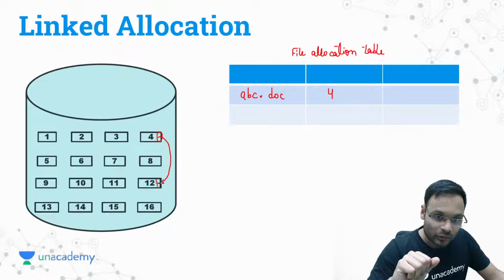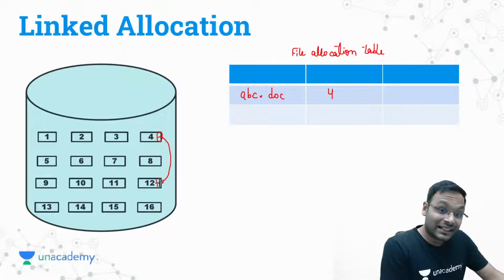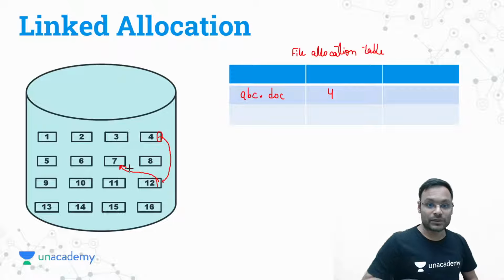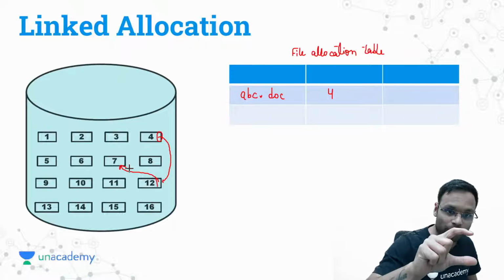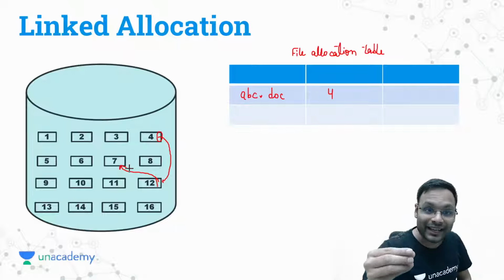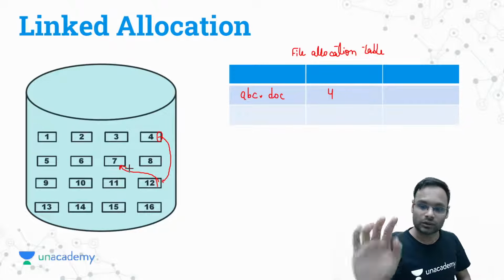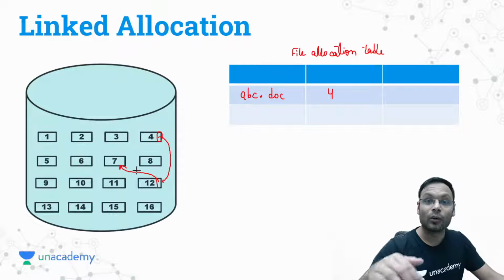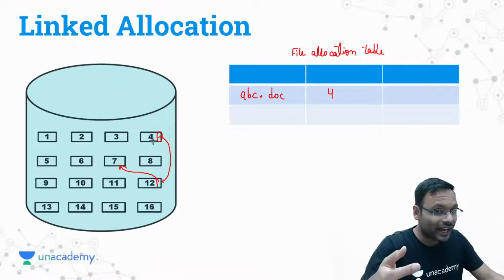And block number 12 will also keep another link to the next block. Let's say the next block is 7, which means part 1 is stored on block number 4, part 2 is stored on block number 12, and part 3 of the file is stored on the 7th block. Three blocks were needed, and this is a random allocation I have done.